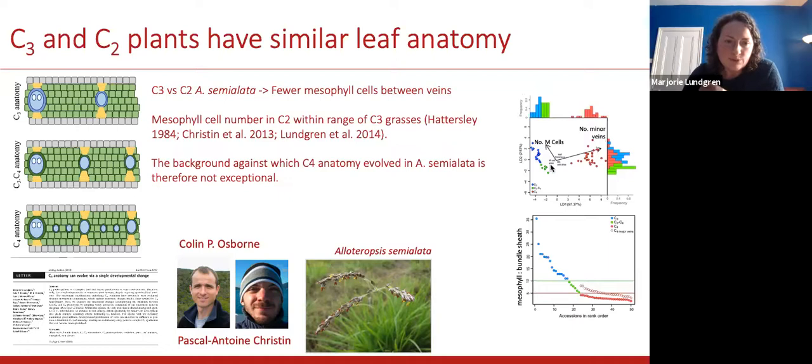And what we found is that the only gross anatomical difference between a C3 and a C2 plant is just the number of mesophyll cells between the veins. In C2 plants, it was slightly smaller, like slightly fewer mesophyll cells. But that was the only thing. That was the only difference between a C3 and a C2 phenotype in these plants. And yes, they had fewer mesophyll cells, but if you look at the literature on other grasses and the number of mesophyll cells between the veins, these C2 plants fell within the range of other C3 species, meaning that even though they had fewer in this study, it's not that different from C3 plants as a whole.